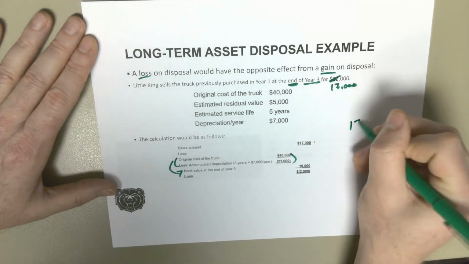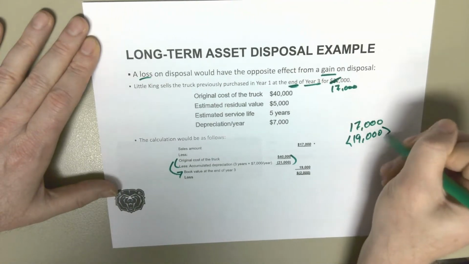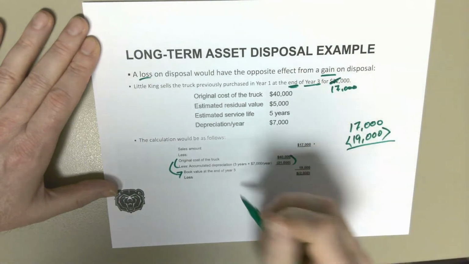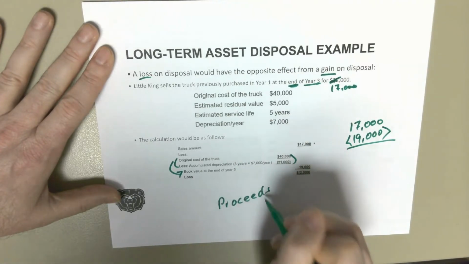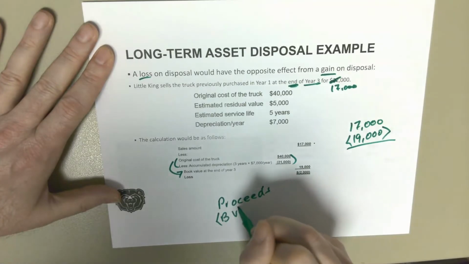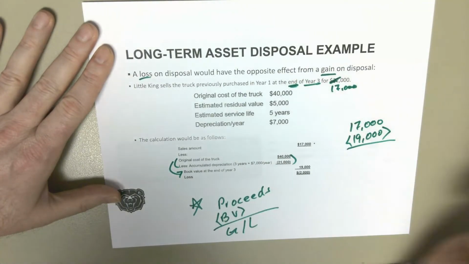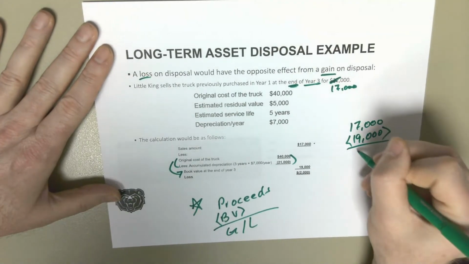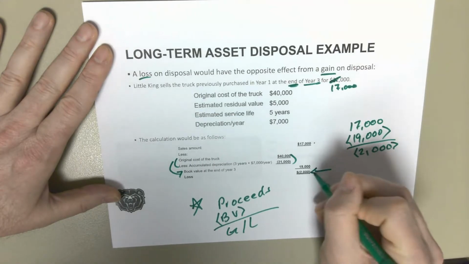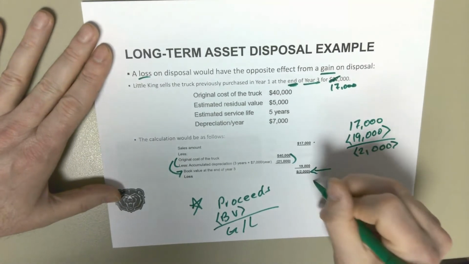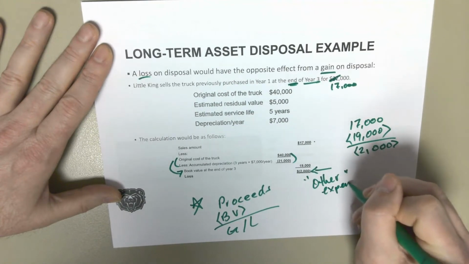So we take 17,000 less 19,000, right? This is just the formula that we talked about. This is just your proceeds less your book value equals your gain or your loss, right? This is something you want to know for your exams. What does it give us? Well, it tells us we have negative $2,000. If it's negative, it is a loss. Remember, this is like an other expense. Okay?